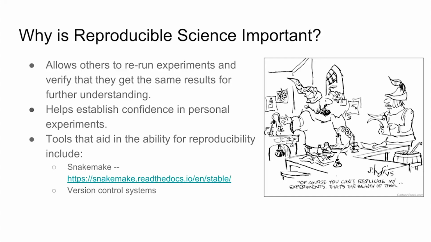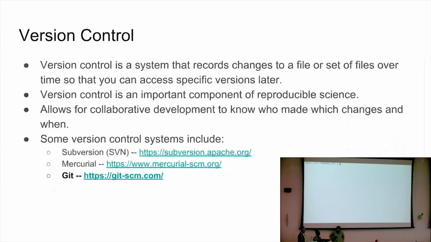And so there are different tools that can help you with reproducibility. One is Snakemake, which is a Python-based workflow management system. It basically uses sets of rules in order to create output files that can be used for reproducibility. And one cool thing is that it just uses a single command in order to reproduce your entire pipeline of code. But what we're going to be talking about today are version control systems. So what is version control? Version control is a system that records changes to a file or a set of files so that you can access specific versions later.